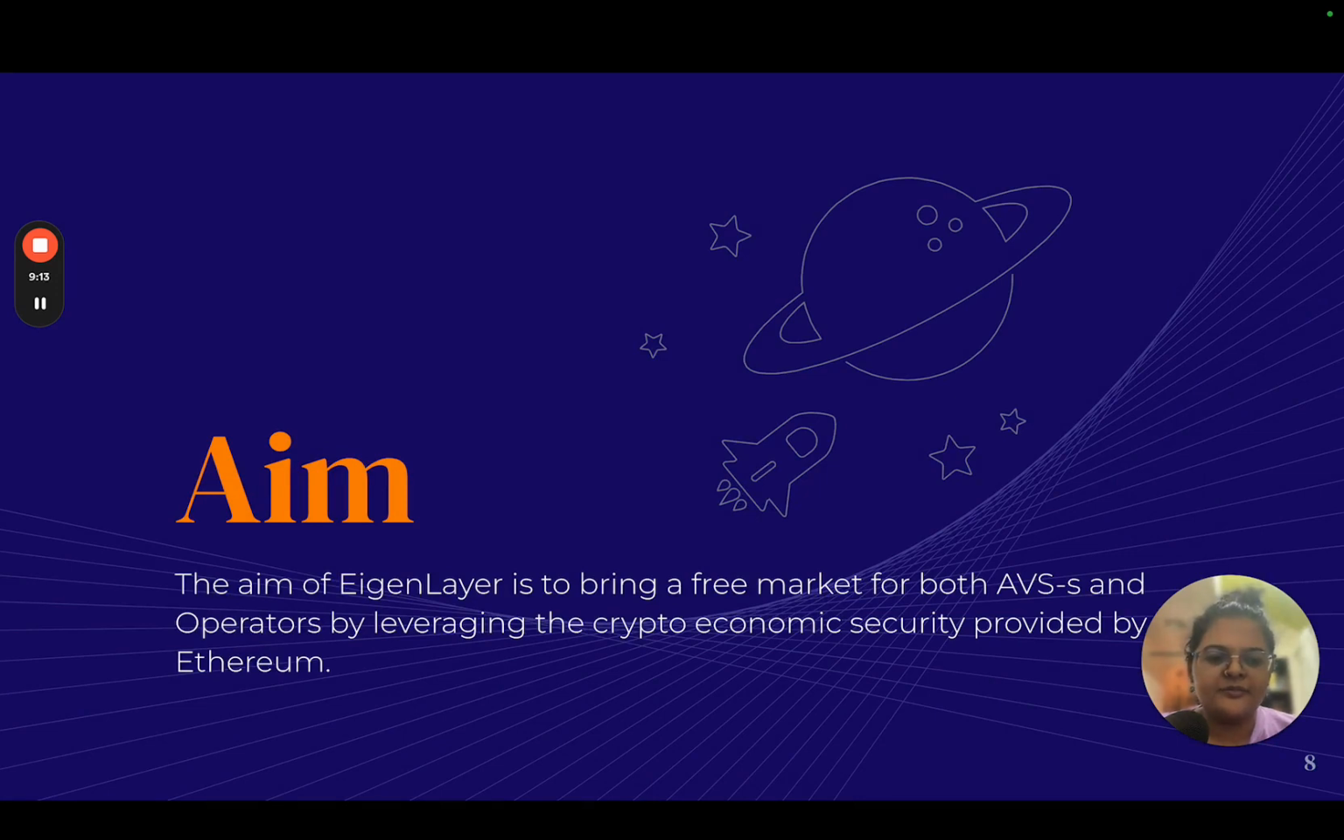However, I didn't want to close on the risks note. I want to close on this note that there is a lot of innovation that can be done on top of Ethereum, and to me, it looks like EigenLayer has just scratched the surface of innovation that can be done in this space. And the aim of EigenLayer itself is to bring a free market for both AVSs and operators by leveraging the crypto economic security provided by Ethereum, right?